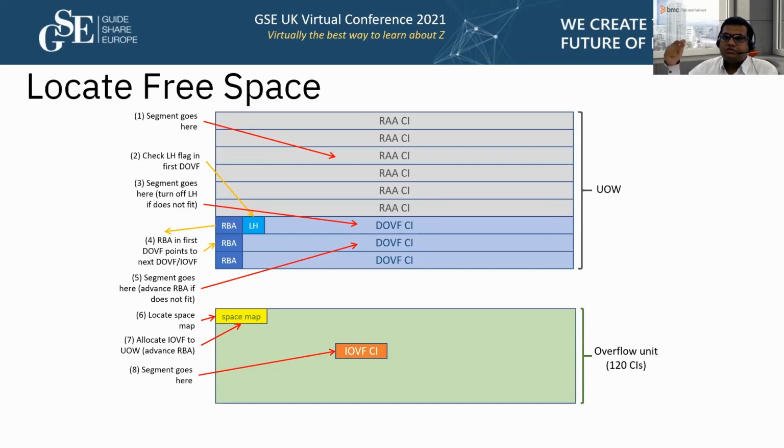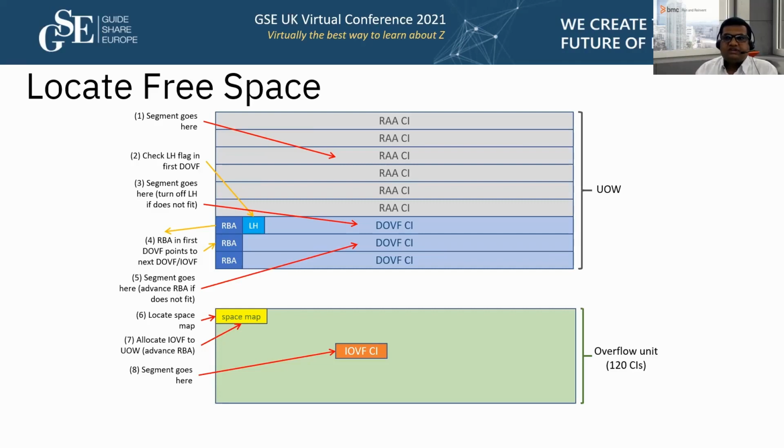In that case, it has to look to go into the IOVF block. By that time, it will go to the space map and see whether this IOVF CI is allocated to a certain UOW or not. If it is not allocated, it will allocate that IOVF CI to that UOW, and a segment will eventually get stored in that IOVF CI.